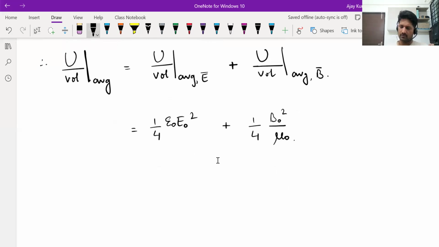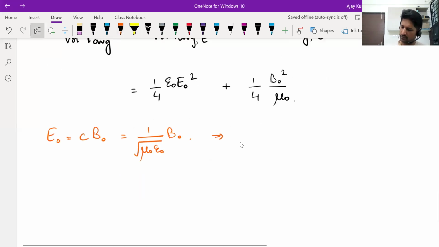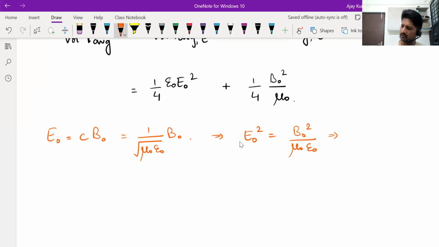Now, E naught and B naught are related to each other. The relation between them being E naught is equal to C times B naught. C is the speed of electromagnetic wave in vacuum. We are assuming the medium as vacuum. So this becomes 1 by under root mu naught epsilon naught into B naught. Now square both sides. If you square, you get E naught square is equal to B naught square divided by mu naught epsilon naught. Send epsilon naught that side. This means epsilon naught E naught square is equal to B naught square divided by mu naught.